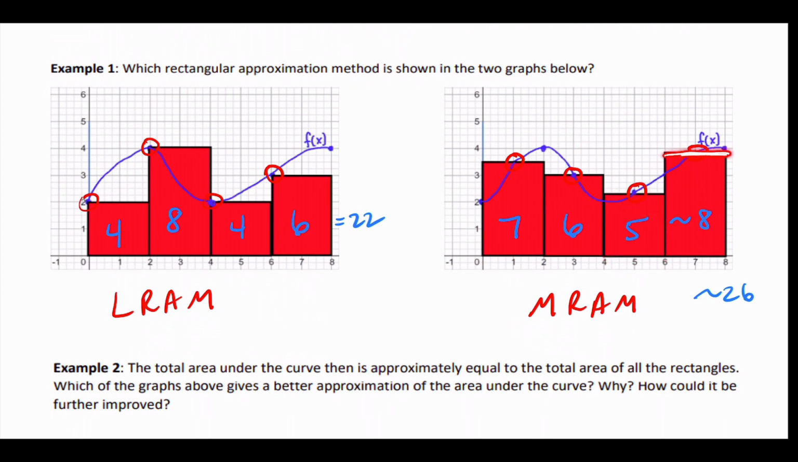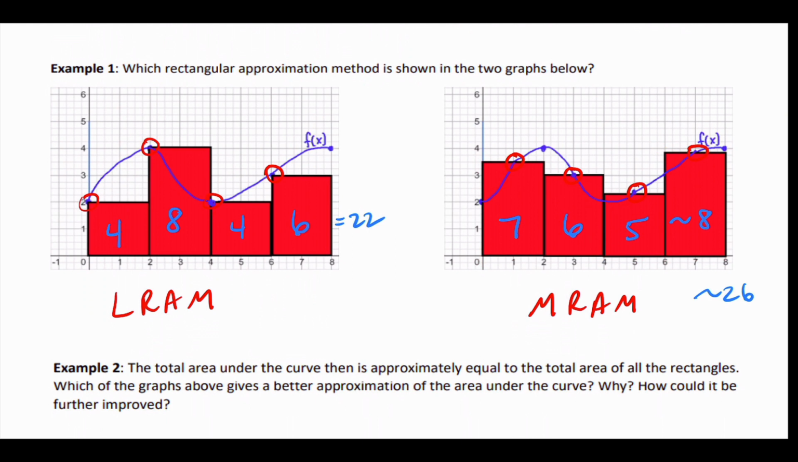This one's a little bit harder because it's right under 4. So I said approximately 8 because 4 times 2 is 8. When I added them all up, I got approximately 26. There's a difference there. One's 22 and the other's 26-ish. Which one do you think does a better job of finding area under the curve? So my question is, is the true area under the curve closer to 22 or closer to 26?